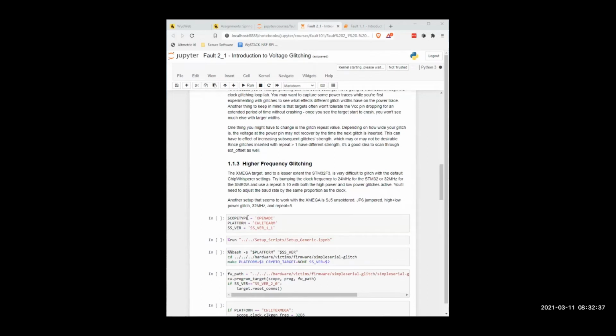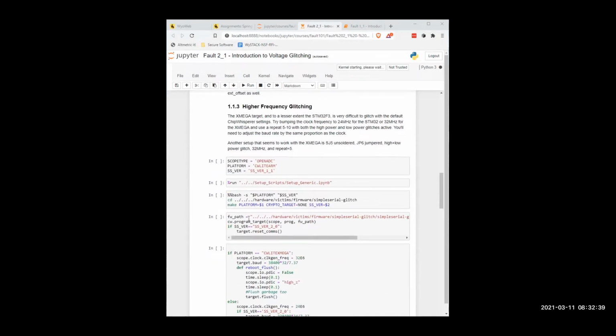I will give you the hint. It's not even listed in here. That's how awesome the instructions are. You are going to need to change the scope type and platform type to match our ChipWhisperer Nanos. It's not even listed in here, but you're going to have to do that at the very least.